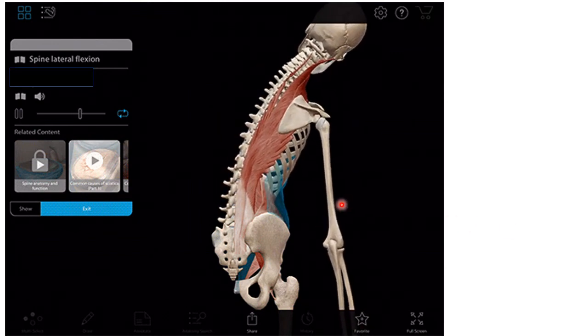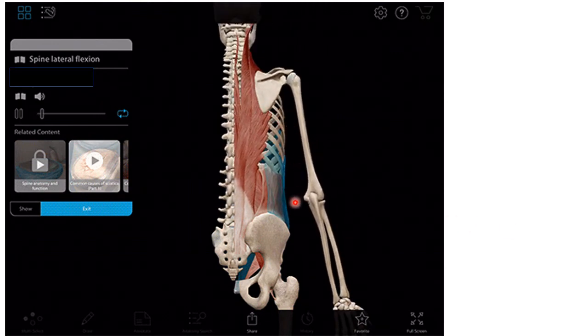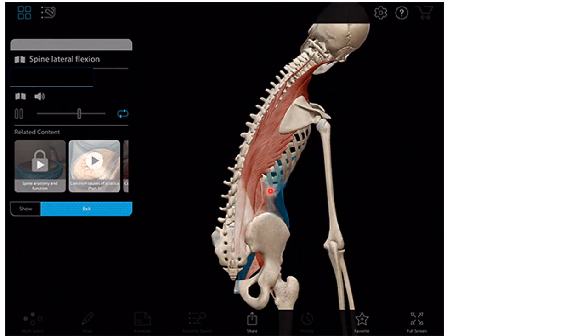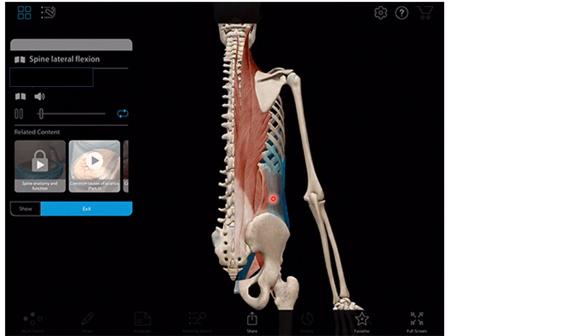So in this picture you can identify a lateral flexion. It is caused by the one side Quadratus lumborum contraction.